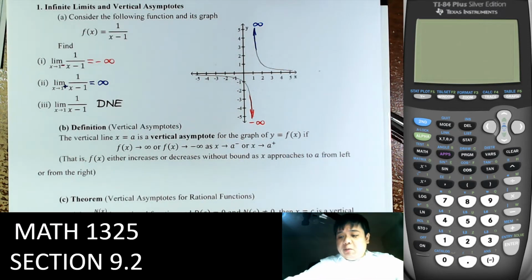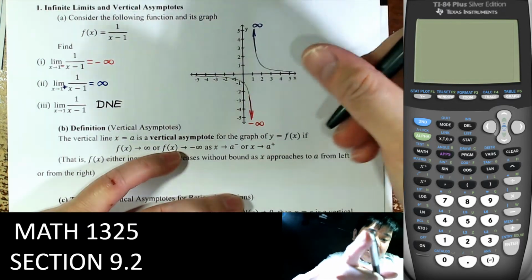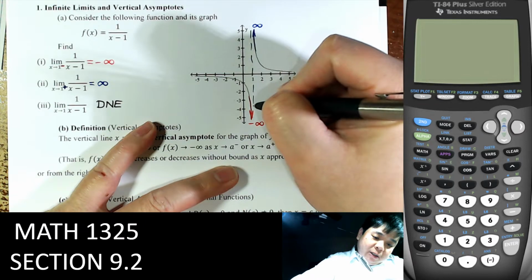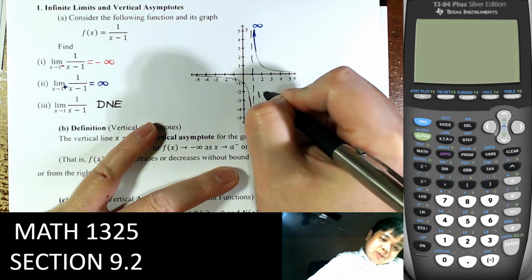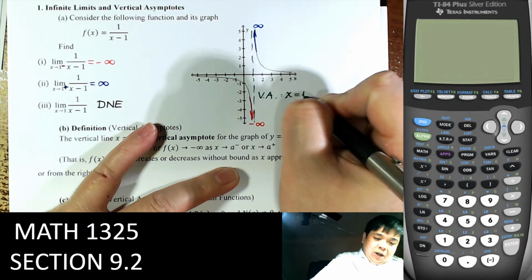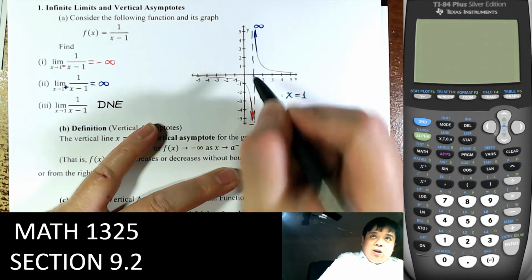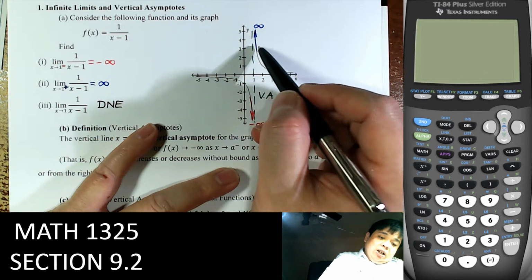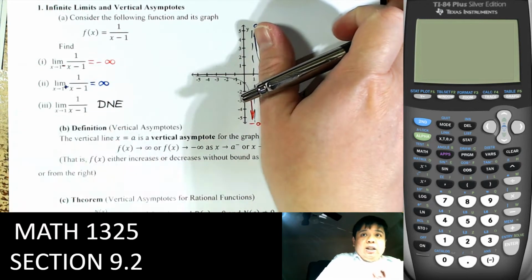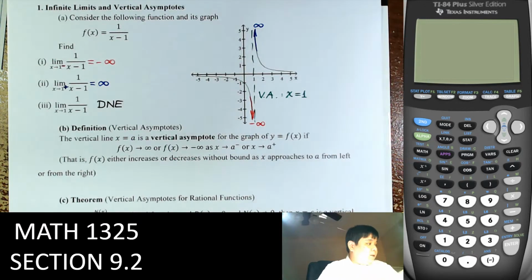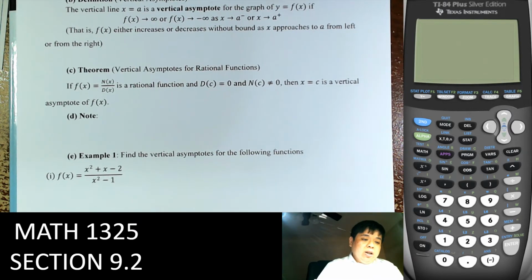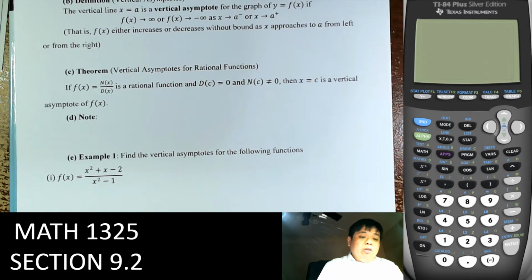So from the previous example, the vertical asymptote is the line x equals 1. Because when x goes to 1 from the left side or from the right side, the function either goes to infinity or negative infinity. We only need one side to have the vertical asymptote. Right, so that's how we define the vertical asymptote. Now, how do we find it?